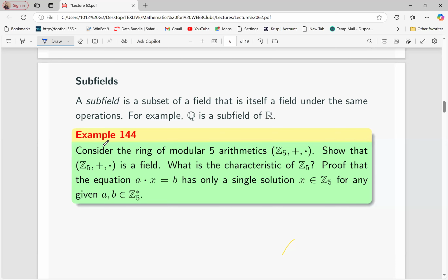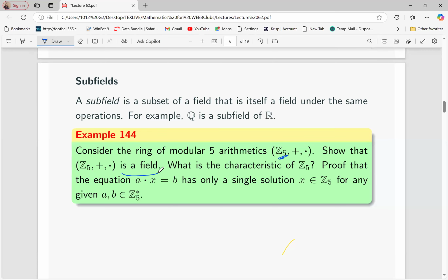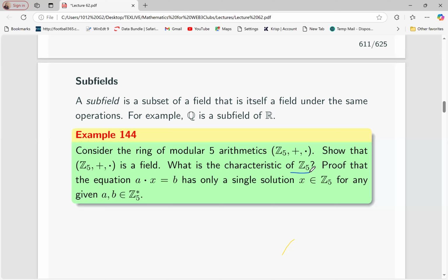Now, let's come to this example. It says, consider this ring, mod 5. It is a ring. So the question is, show that it's also a field. I want to show that this ring is also a field at the same time. Then after that, find its characteristic. In other words, find an element that you would multiply by 1 and get 0.